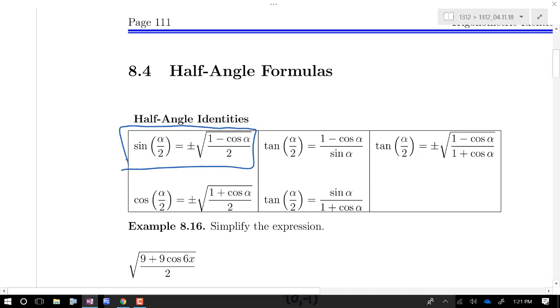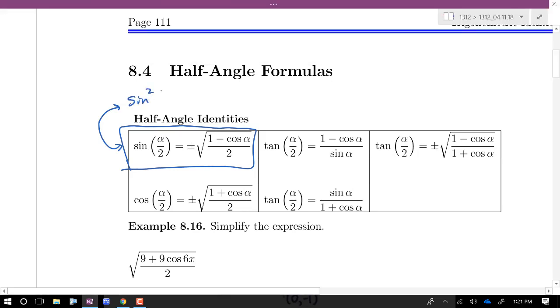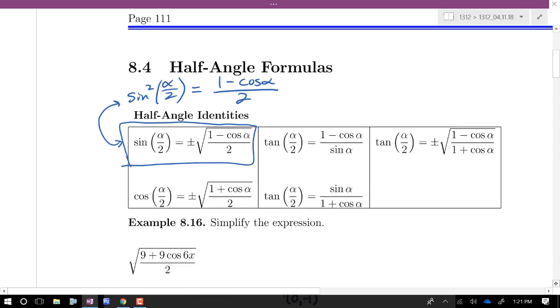Now, a lot of books will write this identity and the one right below it so that they've solved it for sine squared. So it would appear like sine squared of alpha over 2 is (1 minus cosine alpha) all divided by 2. Because when you're squaring it, you get rid of the ambiguity of the plus or minus. Not that it's not there anymore, because clearly we're just solving it for sine squared. But depending on the resource you look at, you'll see the identities written in terms of solving for sine squared or cosine squared, or just the sine or cosine function.